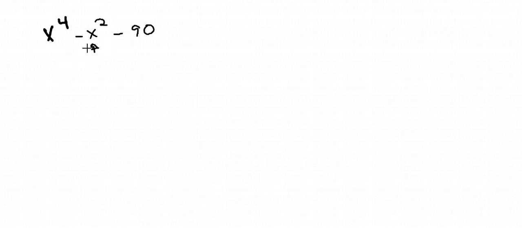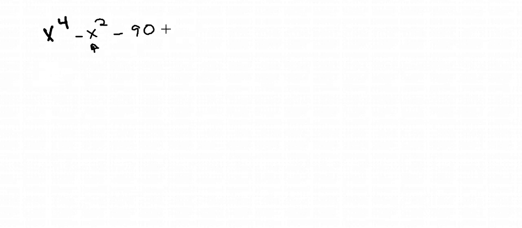What do you want to do first? X to the power of 4 minus x squared minus 90. Whatever this middle term is, that's what your factors are going to be in your parentheses.